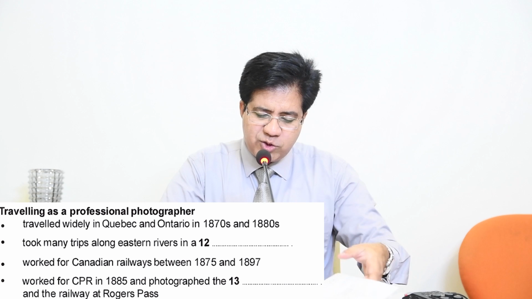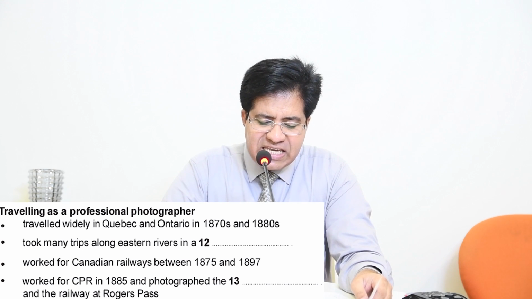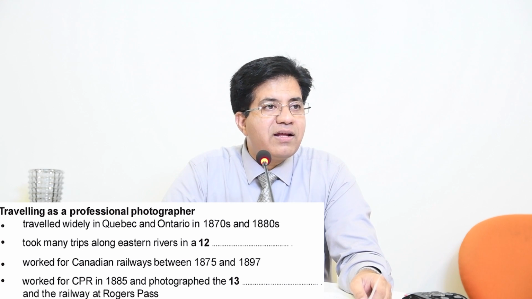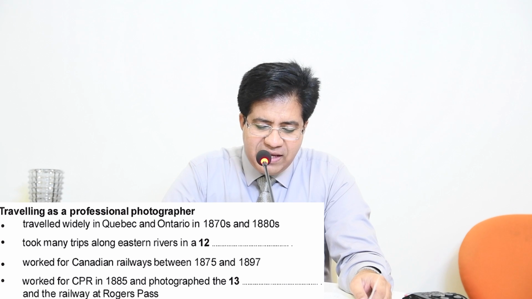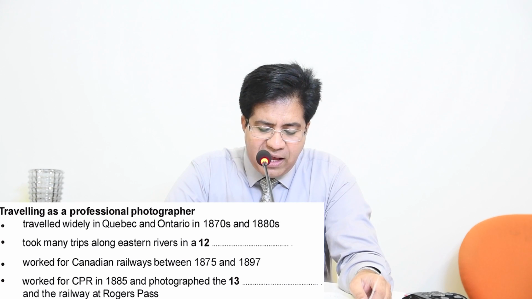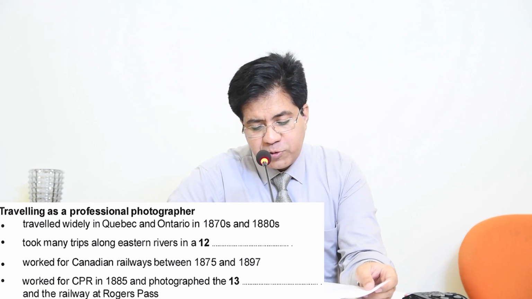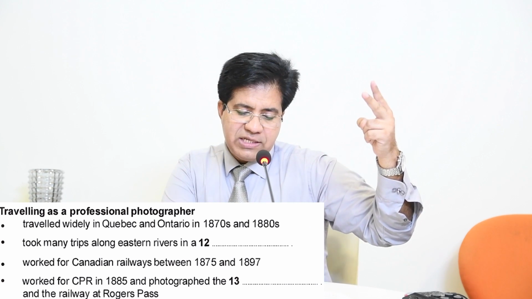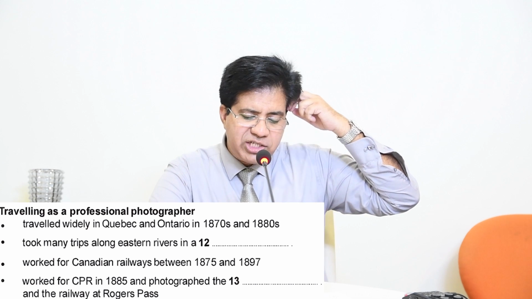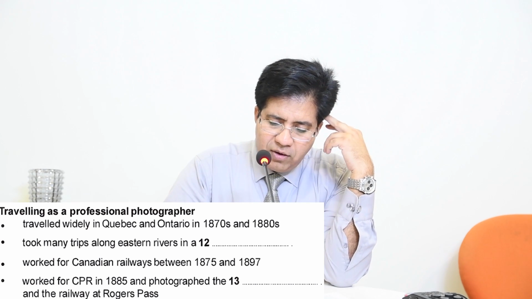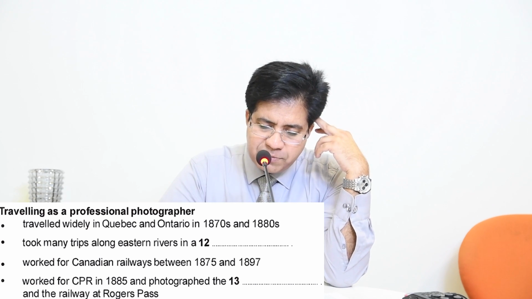All right, last question, 13. Worked for CPR, you know CPR, Canadian Pacific Railway, in 1885 and photographed the dash and the railways at Rogers Pass. Rogers Pass, look for Rogers Pass. He took photos of two things. Photographed the dash and the railway. Okay, let's come to Rogers Pass. Where is Rogers Pass?